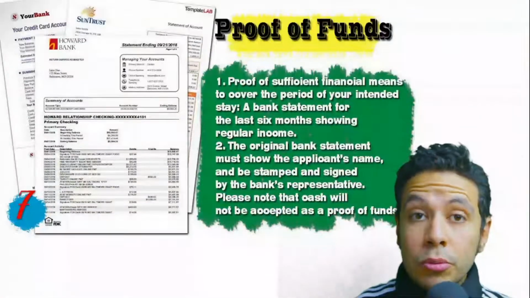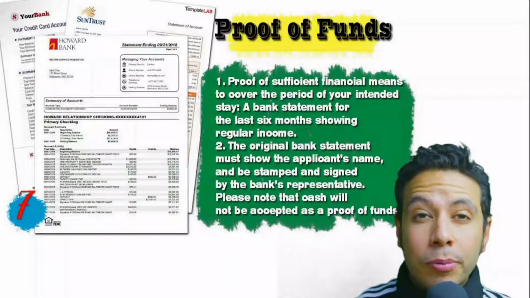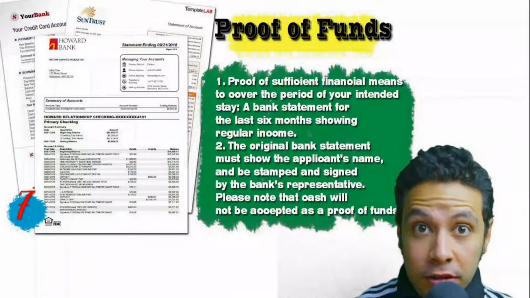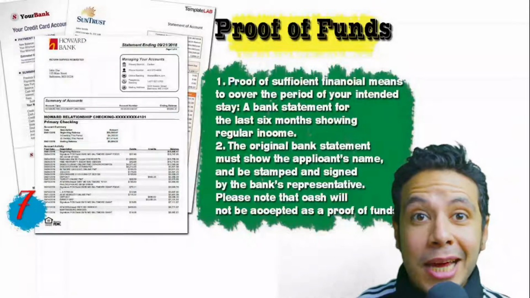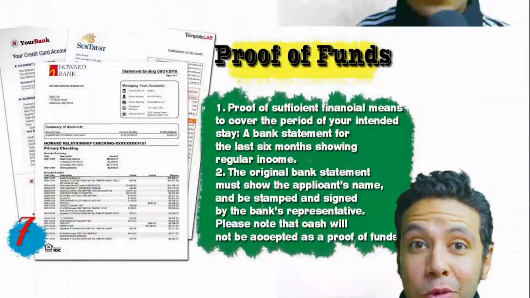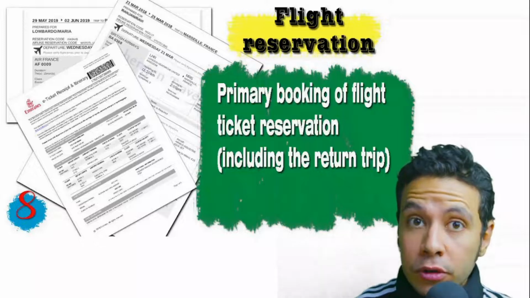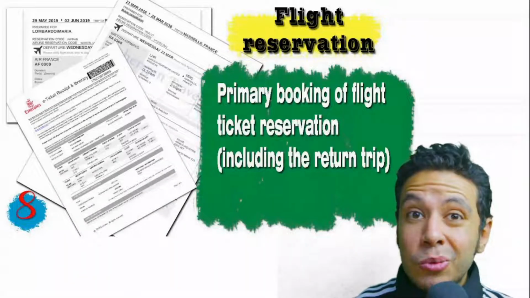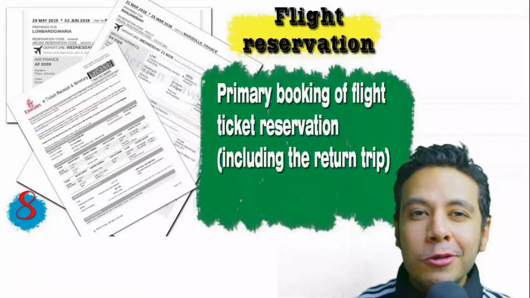You will also need to provide a proof of sufficient funds, which is a bank statement stating your balance for at least 6 months. The original bank statement must show your name and should be signed and stamped by the bank representatives. And remember that cash will not be accepted as a proof of funds. You should also provide a flight reservation. It could be an initial booking, but in some minor cases you will need to provide a confirmed booking. And remember that this flight reservation must include a return ticket.